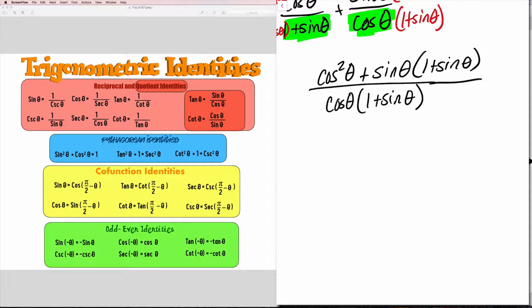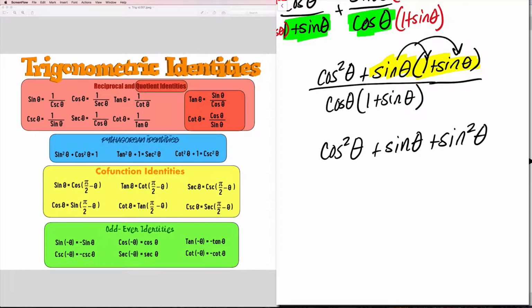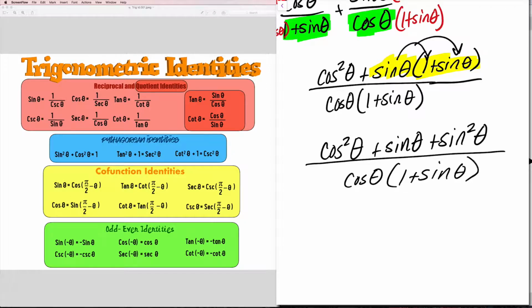Let me clean this part up right here. I think I can put that together. So I have cosine squared theta plus, and then I distribute this term into both terms inside of my parentheses. I end up with sine theta plus sine squared theta, all over cosine theta times 1 plus sine theta. So I have this all under a single fraction, which is good.